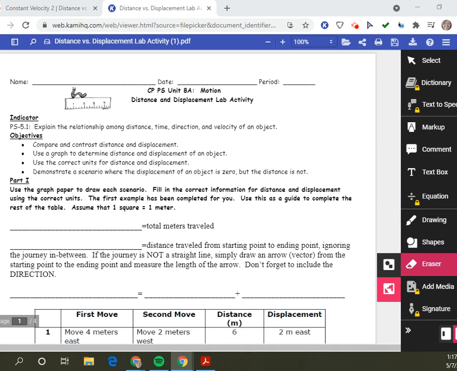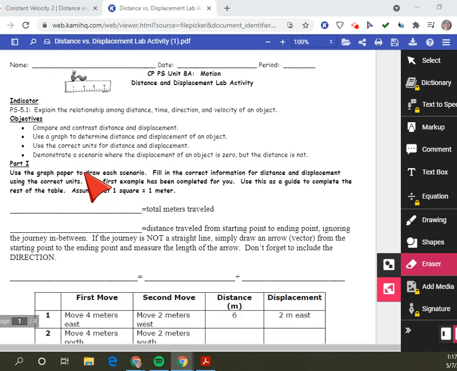All right, so let's go ahead and get through this think practice of distance and displacement. We are going to compare and contrast these two. We're going to use a graph to determine them, and we're going to demonstrate scenarios in which we're talking about distance and displacement. So let's go ahead and read the instructions.